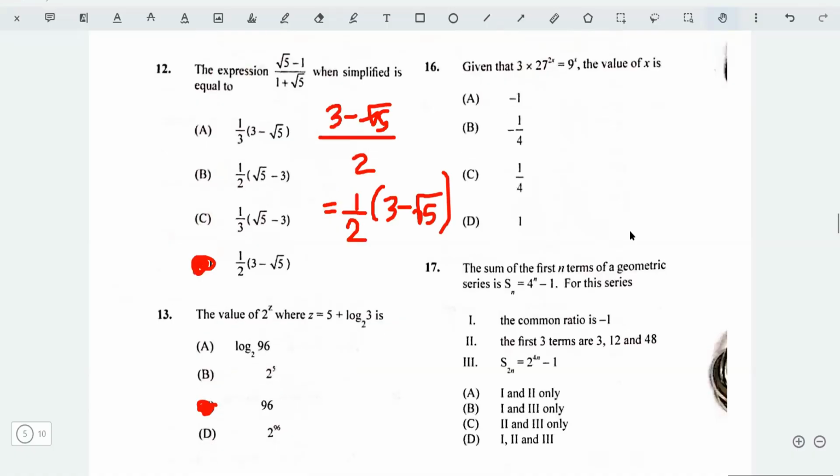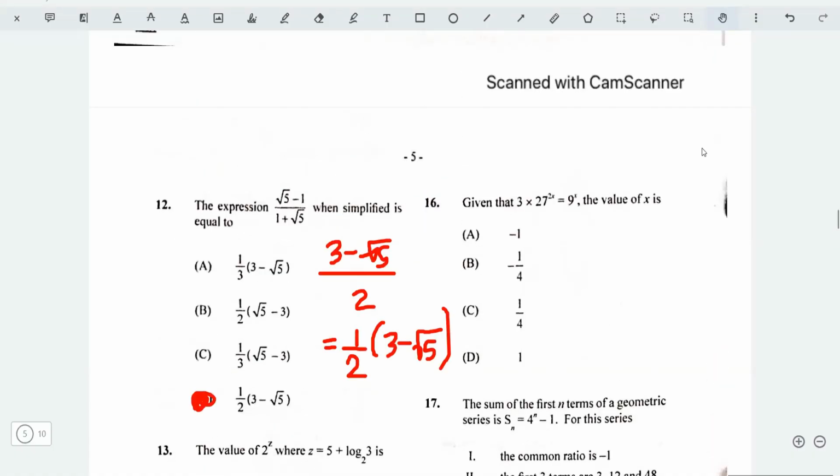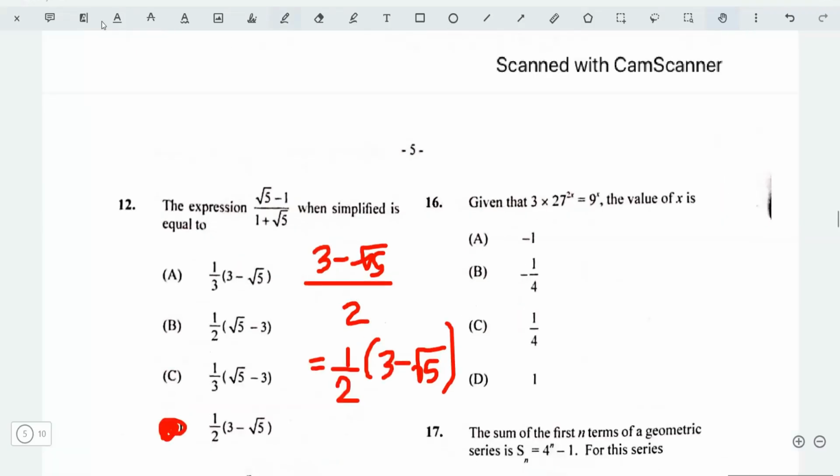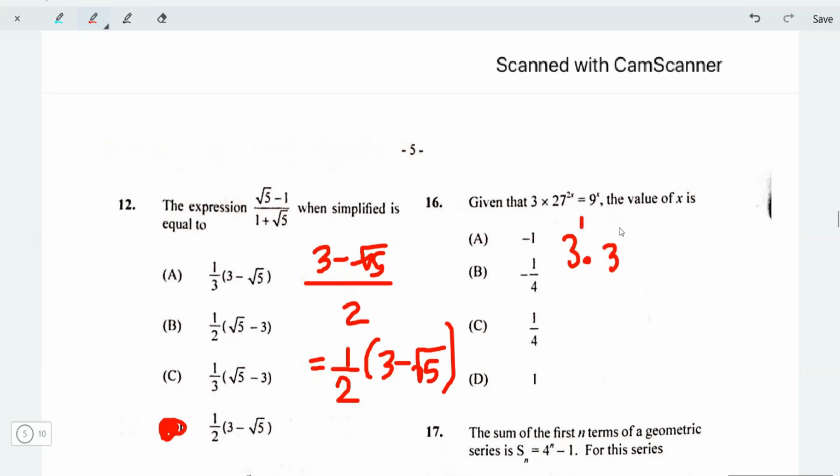Let's look at question 16 here. Question 16 says, given that 3 times 27 raised to the 2x is equal to 9 to the x, find the value of x. To do this, we're going to use indices. So we have 3 to the 1 times, and 27 is 3 cubed. So we have 3 cubed raised to the 2x, and that is equal to 9 to the x, which is 3 squared raised to the power x. Now what we can do is rewrite this. When the bases are the same, we add the powers.